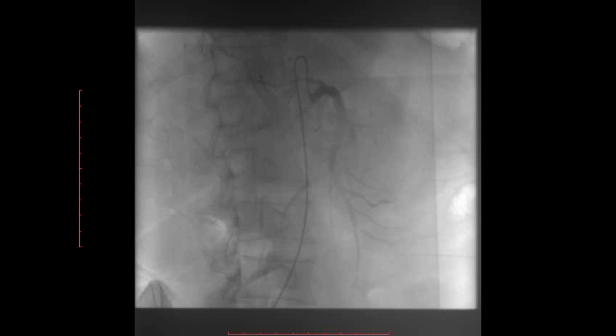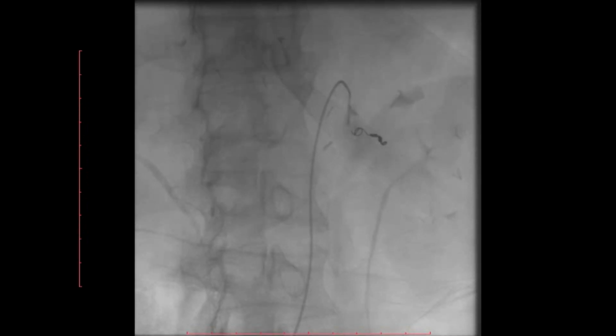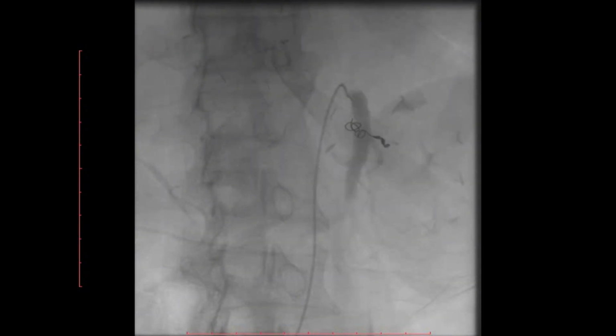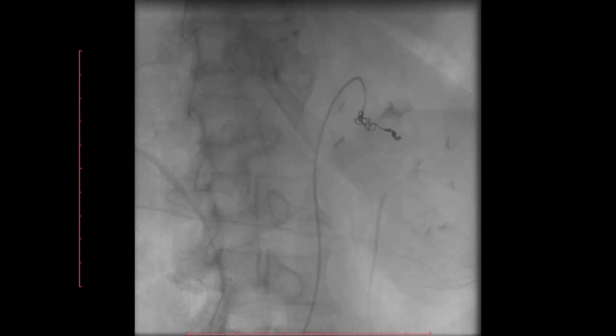Interventional radiology was consulted for urgent management. The patient underwent successful endovascular coiling of the IPDA aneurysm with cessation of bleeding. Here you can appreciate the coil across the aneurysm, and after successful deployment of the coil, bleeding completely stopped.